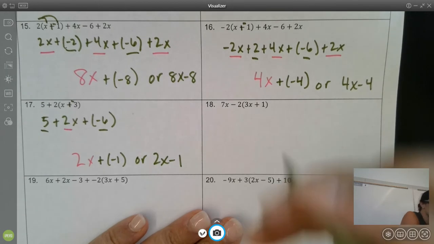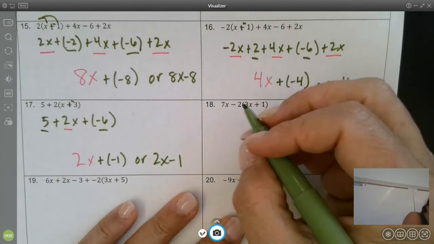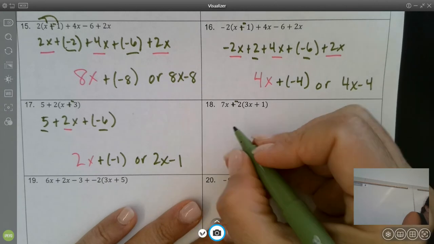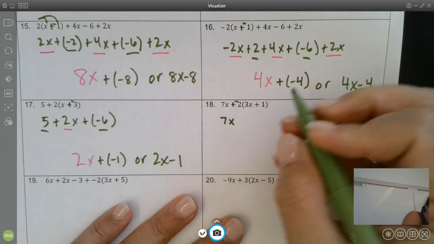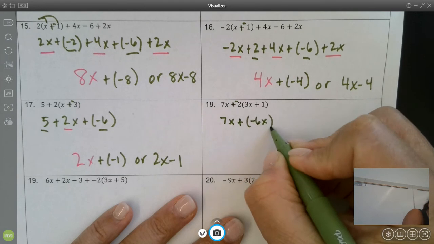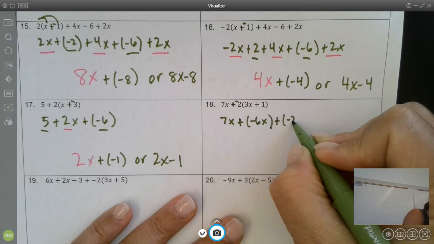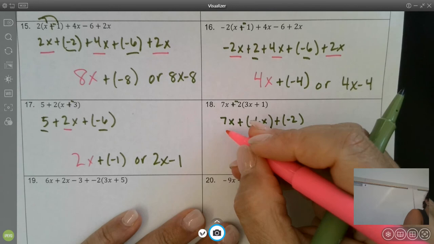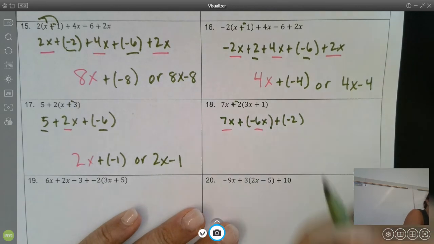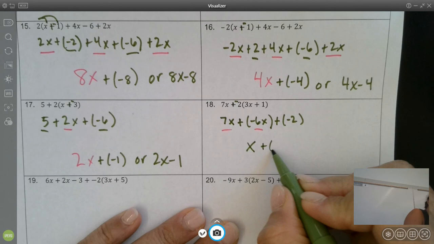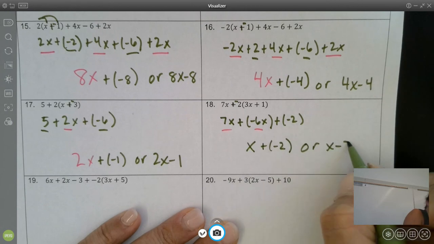All right. I'm going to rewrite this like that. So 7x plus negative 6x plus negative 2. These two are like terms, x, and then plus the negative 2 just hangs out. Either way.